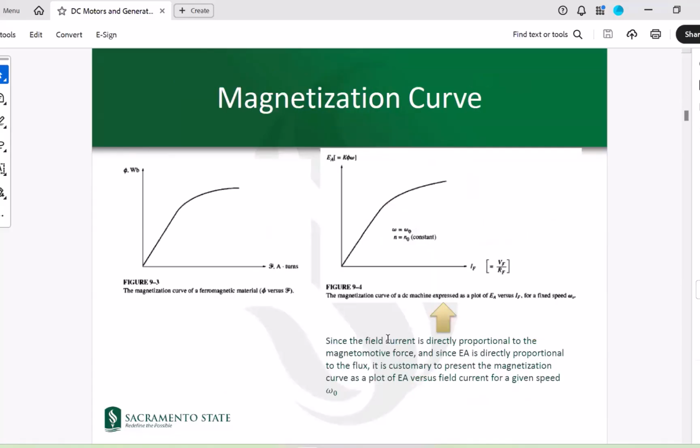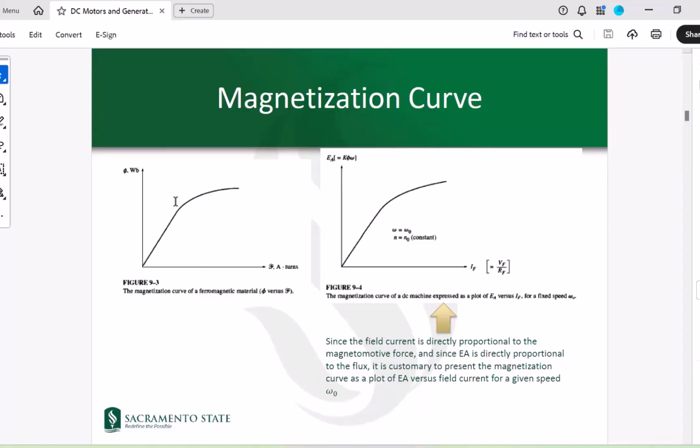All right, now, in general, we have a magnetization curve for the machine. This magnetization curve has a linear region where we have the dependency of phi versus F. F is the magnetomotive force, right? Magnetomotive force associated with the excitation circuit, and how much flux it could produce, where phi is the flux in Webers.